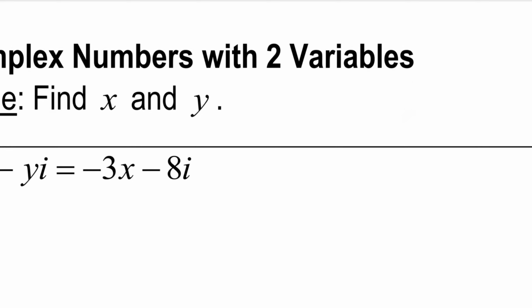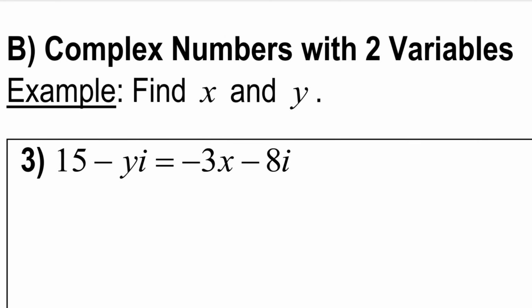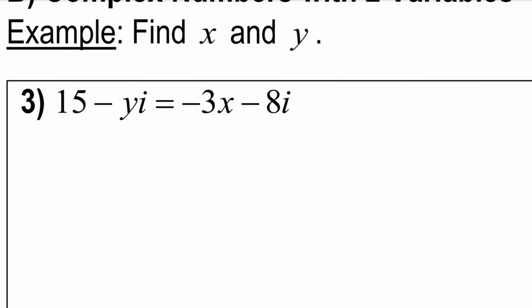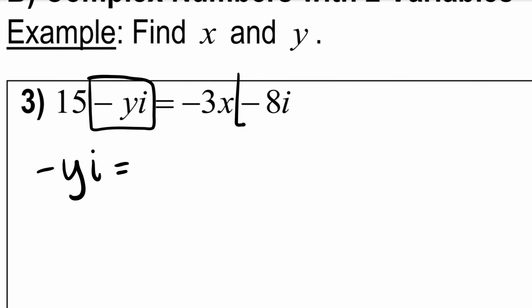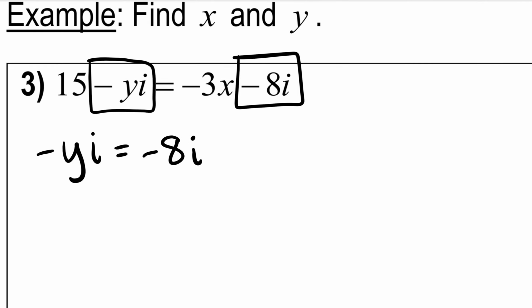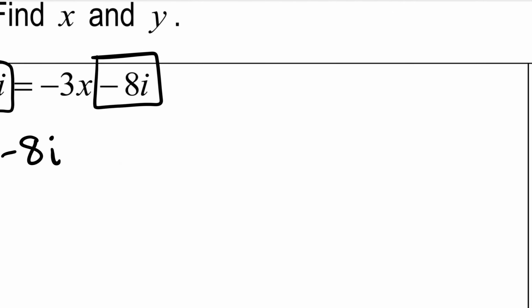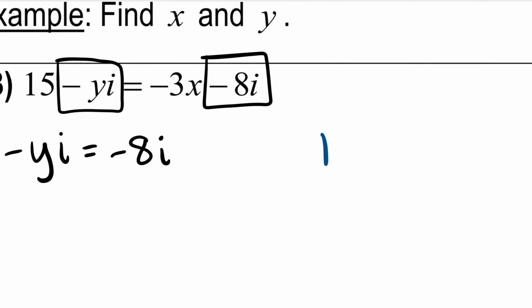Alright, moving on. Now I have complex numbers with 2 variables. So I want to find x and y. The first thing I would do is take the i's out. So I have negative yi equals negative 8i, and then next to that I can write whatever's left over. So I have 15 equals negative 3x. So now my x and my y are separated, my i's are separate. I can solve for both.